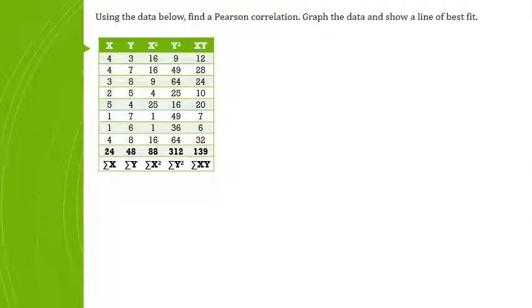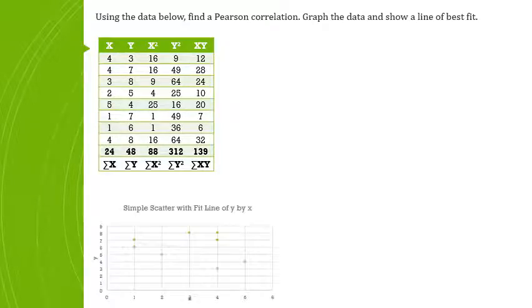All right, here's another problem. Using the data below, which are just X and Y data sets, find a Pearson correlation, graph the data, and show a line of best fit. Okay, well, I just graphed it. I just threw the numbers into SPSS.